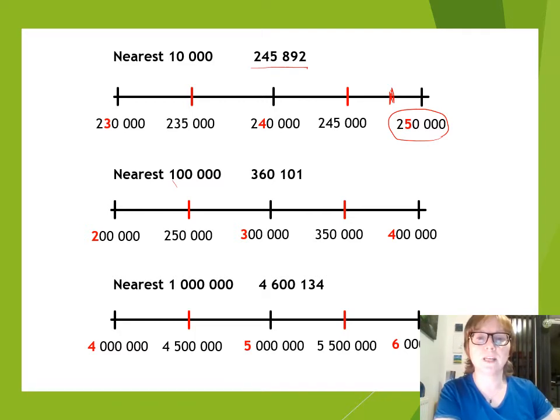And rounded to the nearest 100,000, we have 360,101, which would be approximately here on our number line, and we can see again that this is past the halfway point, so we would round up, it's closer to 400,000. And then finally we have 4,600,134. So if we look here, that would be 4,000,000 and 600,134 would be approximately there. And again, it's past the halfway point, so it's closer to 5 million. So we round up.